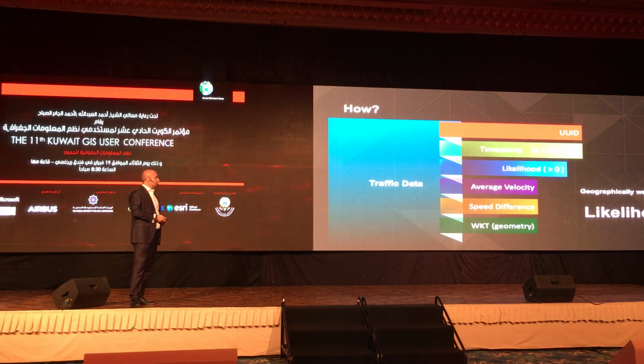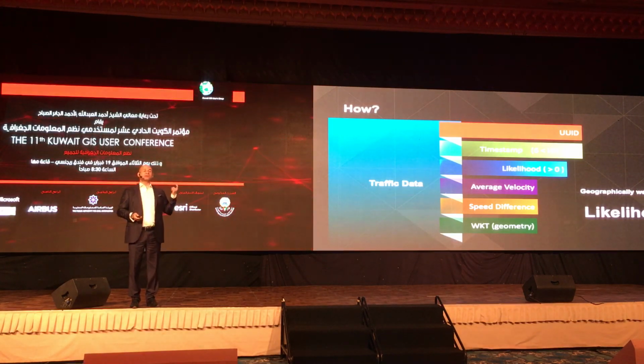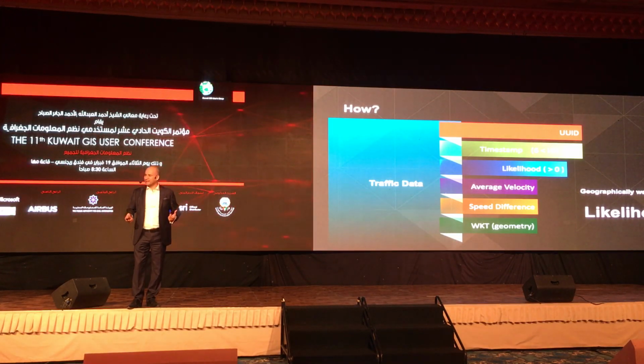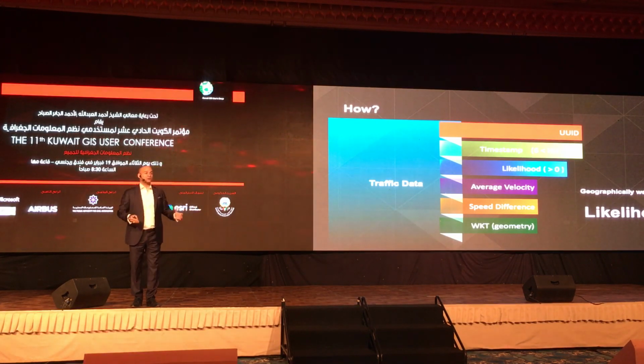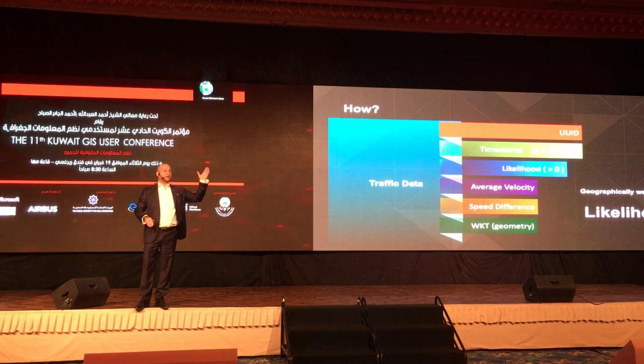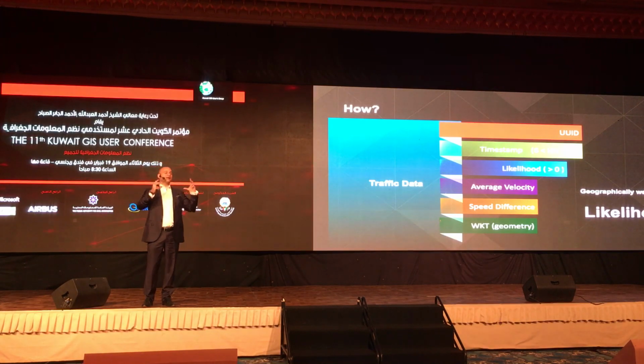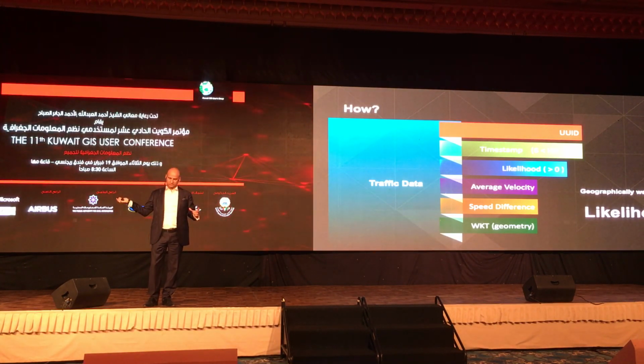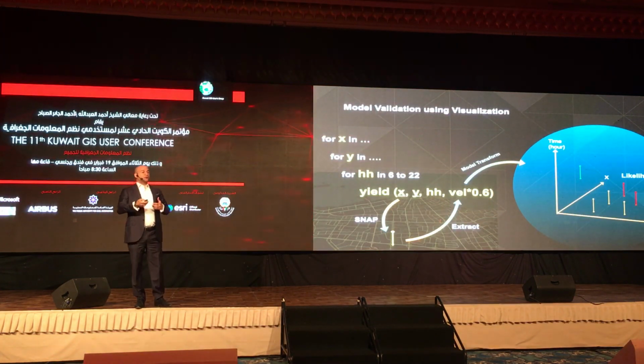We have various features: the unique identifiers for the GPS points, timestamps, likelihood, average velocity, speed differences, and the geometry. And we need to apply geographically weighted likelihood. We cannot just take the data and predict that this is the traffic condition all over Kuwait in this hour, because currently, at 9 o'clock in the capital, in Al-Azmeh, the traffic condition is totally different from the traffic condition in Al-Aqil. So we need to apply geographically weighted machine learning. And in order to validate the output of this machine learning algorithm, we need to be able to visualize it.